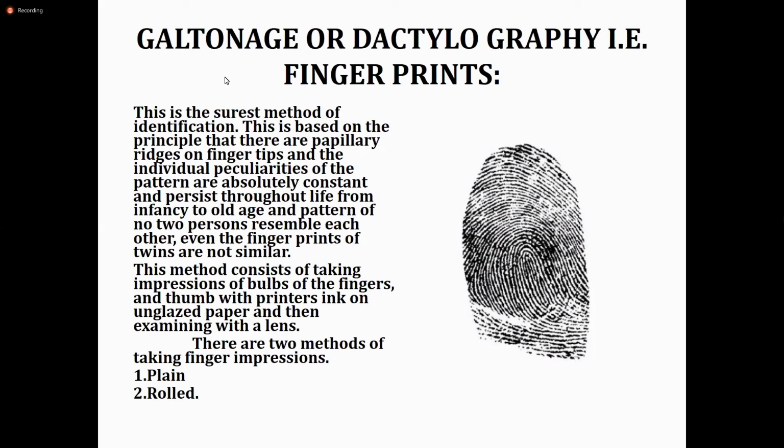The method consists of taking impressions of the bulbs of the finger and the thumb with printer's ink on unglazed paper and then examining with a lens. There are two methods of taking the fingerprint. One is the plain method and one is the rolled impression.